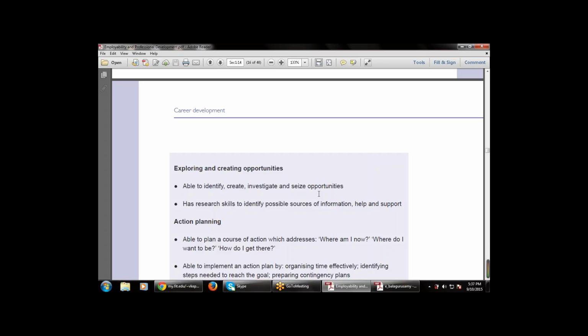And then the next action planning is being able to implement an action plan by organizing time effectively, identifying the steps needed to reach the goal, and preparing the contingency plan. That is how to organize the goals by organizing the time effectively, that is how to manage the time effectively. How to identify the steps that are needed to reach the goal, that is what are the various steps needed to reach the goal, and how to prepare the contingency plan.